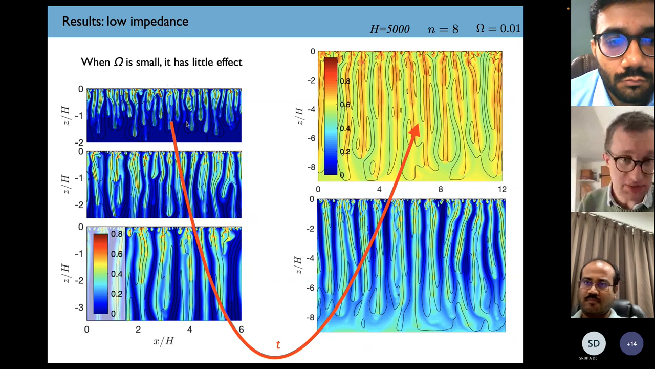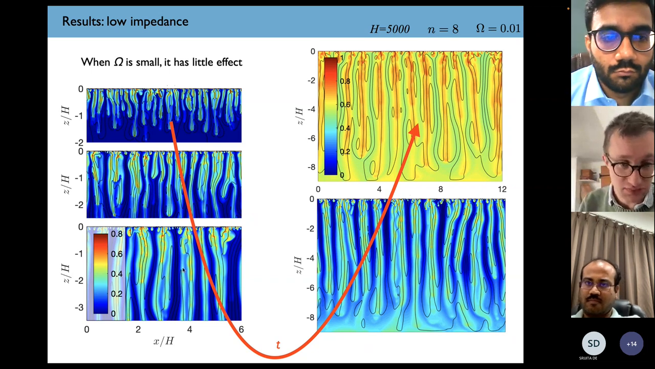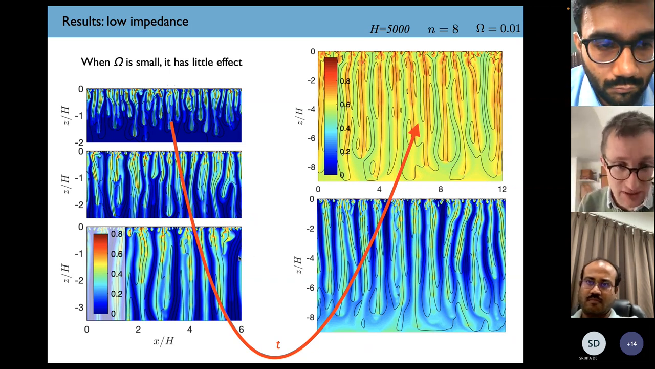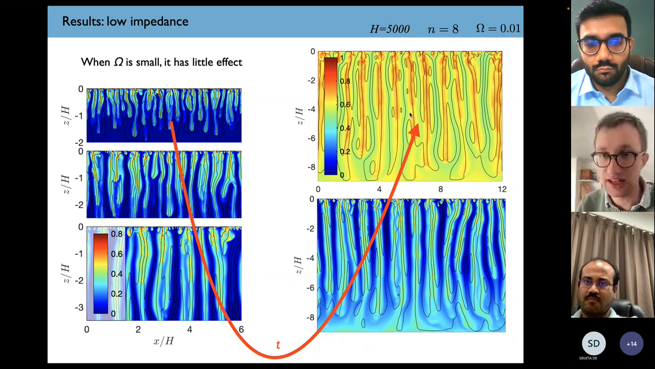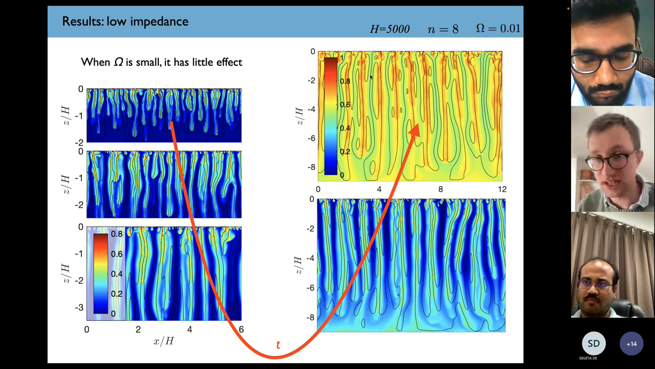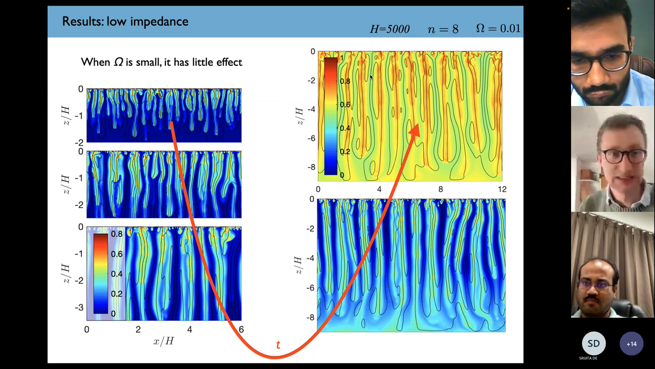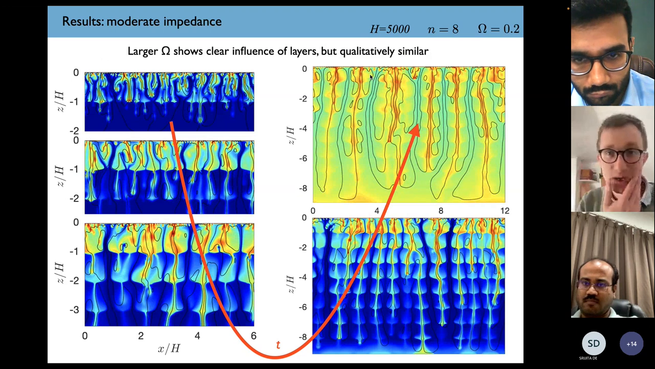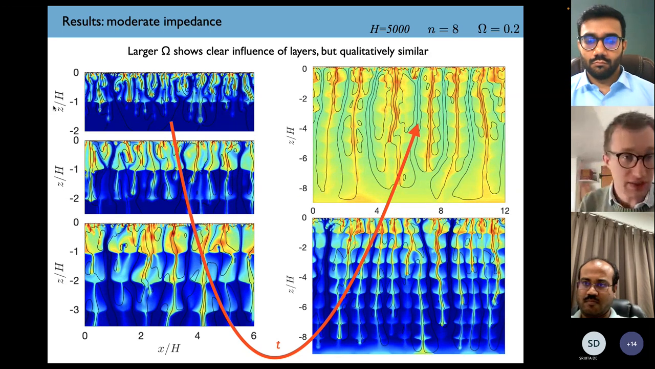So here you see snapshots over time showing the concentration with some streamlines and the layer. You can see no effect of the layers. The layers are just, they're not really there. The whole system gradually shuts down once the stuff reaches the bottom, just like we saw before. So nothing interesting happens.